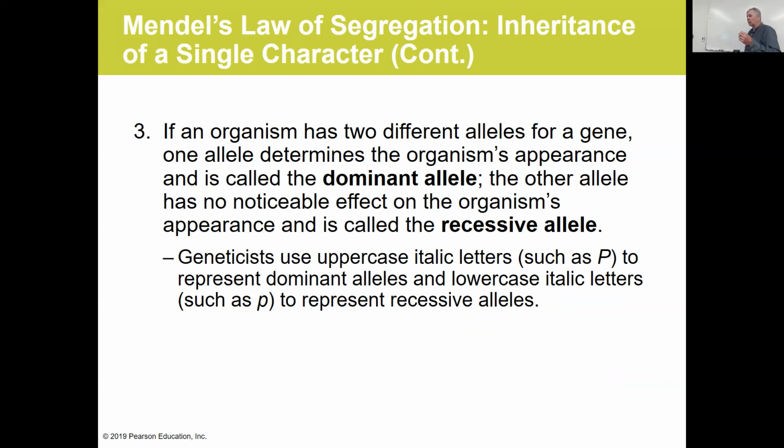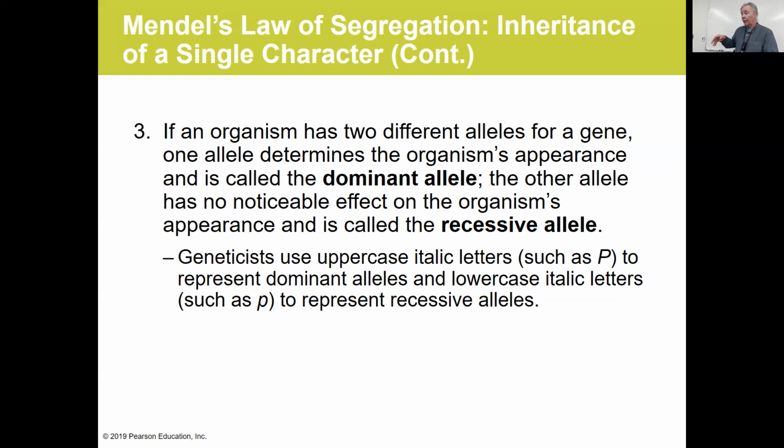Okay, if an organism has two different alleles for a gene, one allele determines the organism's appearance. It's called a dominant allele. So to have the dominant expression of this character, you only need one dominant allele. If you're homozygous dominant, with two big letters, you have the dominant expression of the trait. If you have a big letter and a small letter, one dominant and the other recessive, you still have the dominant expression. The other allele has no noticeable effect on an organism's appearance, and it's called the recessive allele.